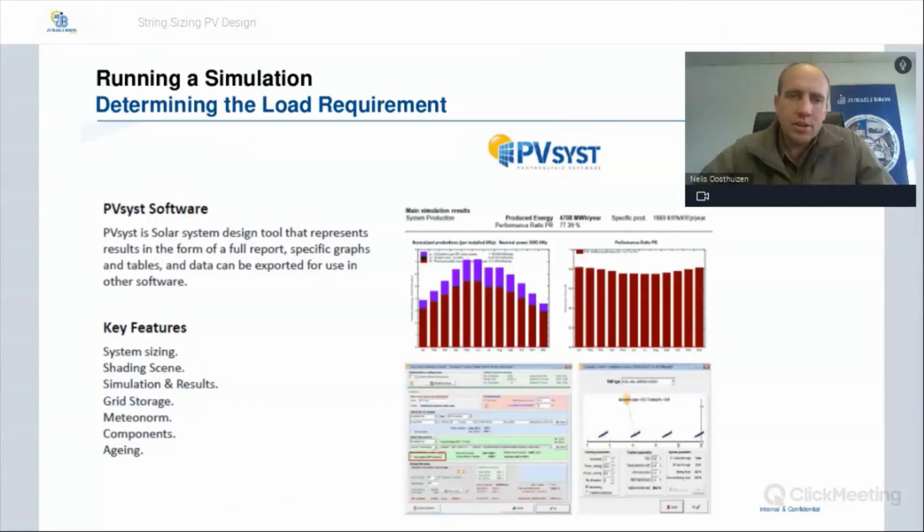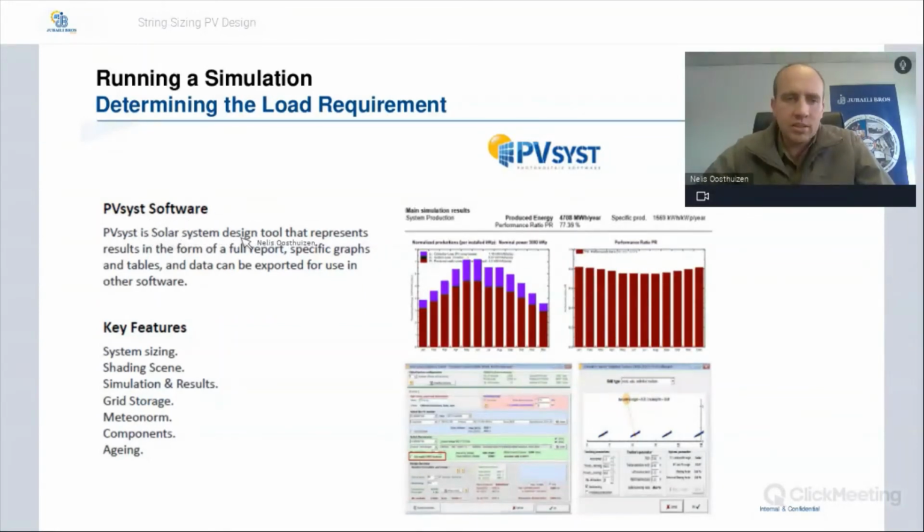Then running a simulation. There's various simulation software available that you can use. I think the most popular would be PVSyst and Helioscope. But then there's also some more simulation software available, like Homer, if you want to go more into battery energy storage simulations. In this example, we're looking at PVSyst specifically, but it's more or less the same between the different simulation software.